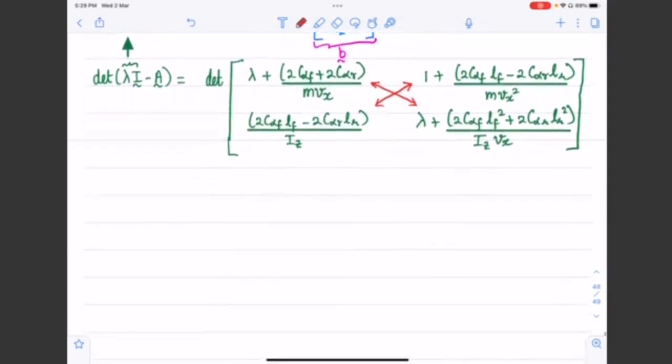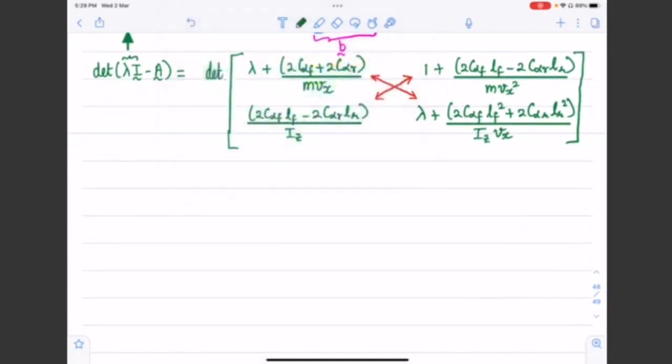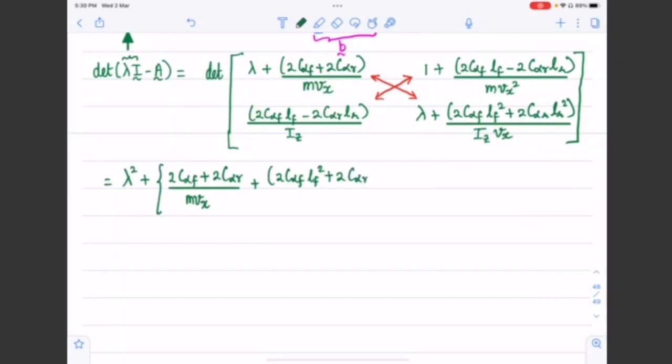If we do this, I'm just going to write down what we will ultimately get. I leave the simplification to you as an exercise. We will get a second order polynomial in lambda. So it will be lambda squared plus the coefficient of lambda, which is going to be the following: 2C alpha f plus 2C alpha r divided by m vx, plus 2C alpha f lf squared plus 2C alpha r lr squared divided by Iz vx.